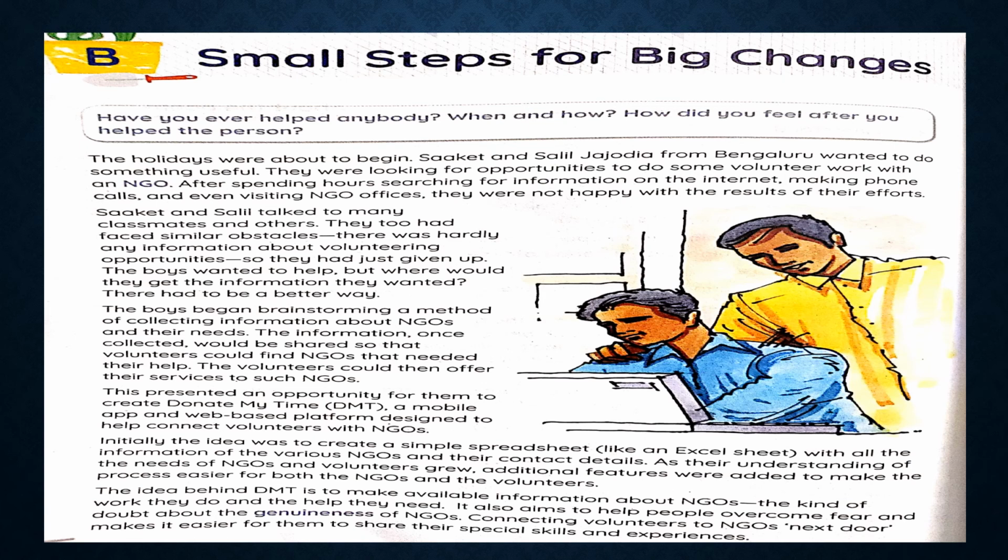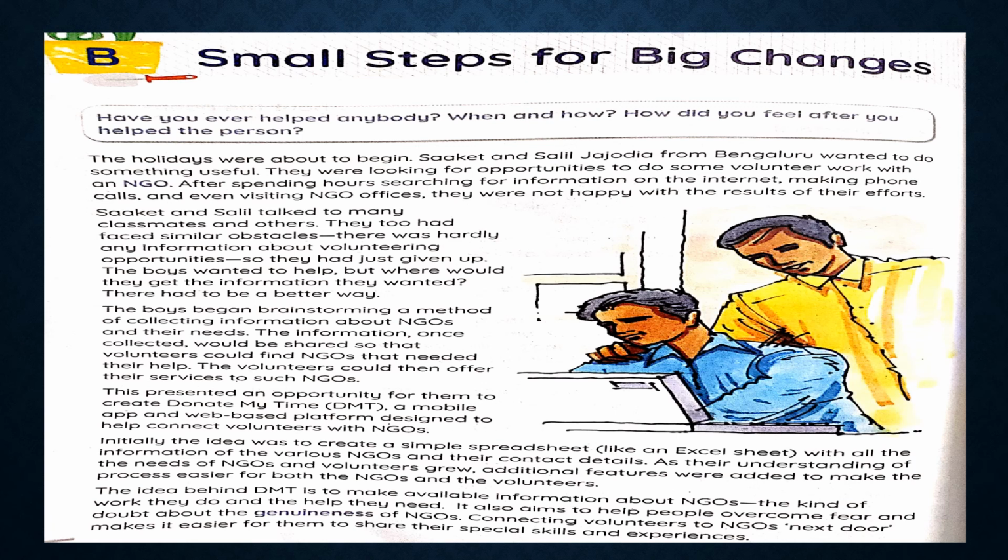Let's read this lesson to find out what the facts around this narrative are. The holidays were about to begin. Saket and Salil Jajodia from Bangalore wanted to do something useful. They were looking for opportunities to do some volunteer work with an NGO. After spending hours searching for information on the internet, making phone calls, and even visiting NGO offices, they were not happy with the results of their efforts.